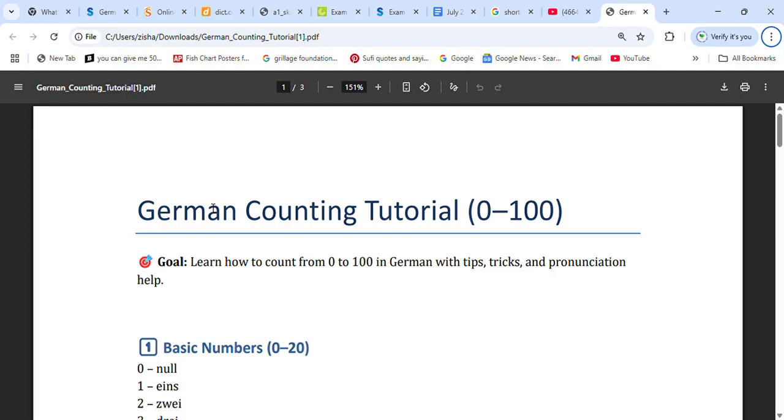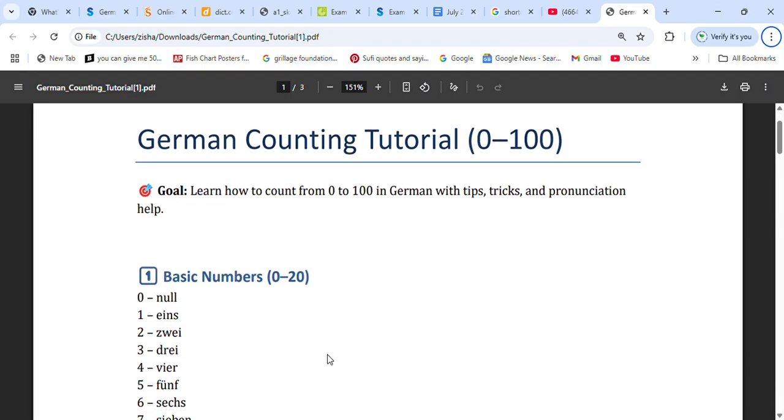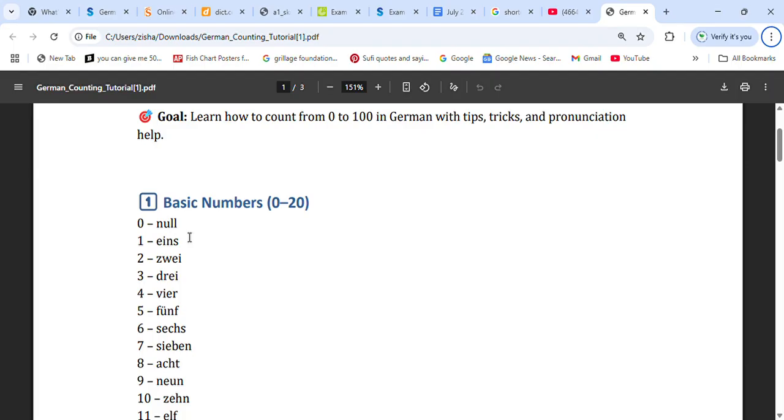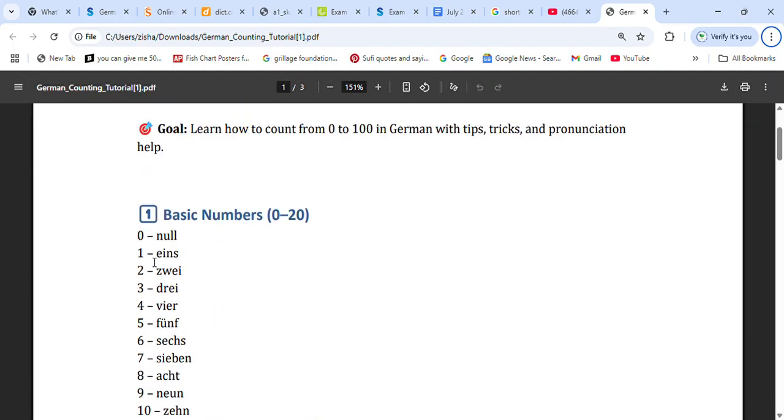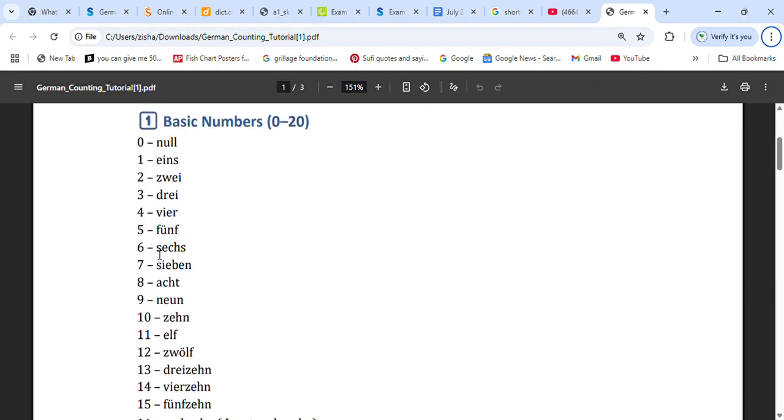Basically in German we have to memorize some of the basic numbers, from 0 to 20. That is 0, null; 1, eins; 2, zwei; 3, drei; 4, vier; 5, fünf; 6, sechs.